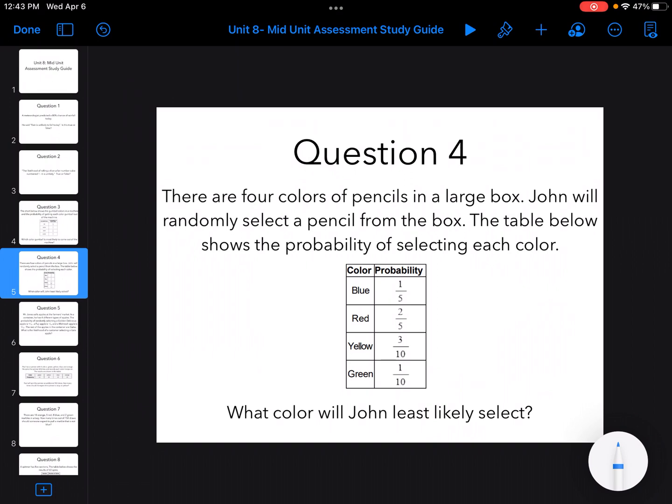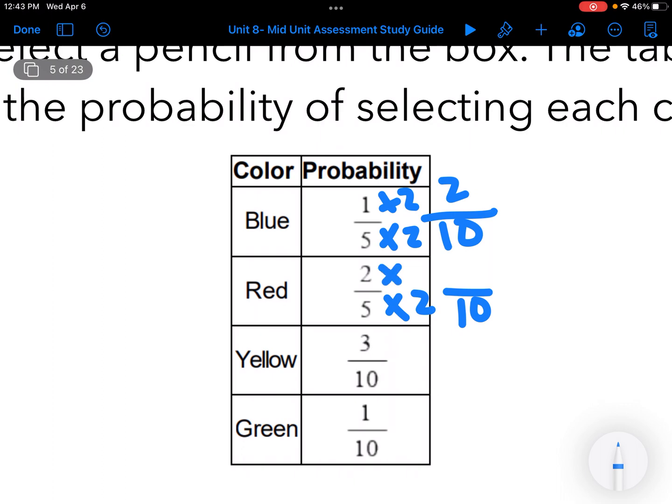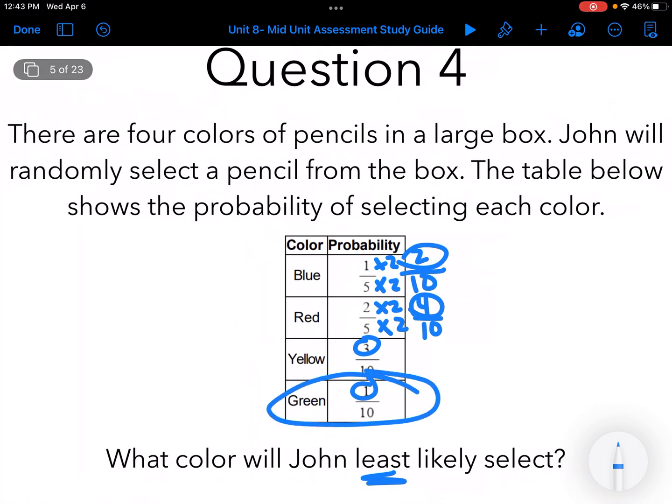The next one says, which color will I be least likely to select? So again, I'm going to convert to common denominators. So I've got fifths and I've got tenths, so I'm going to convert to tenths. So I'm going to multiply by 2, and I get 2 tenths. I'm going to multiply by 2, I get 4 tenths, and then I'm just going to compare my numerators. And they want to know which one I'm least likely going to get. So green would be my answer.